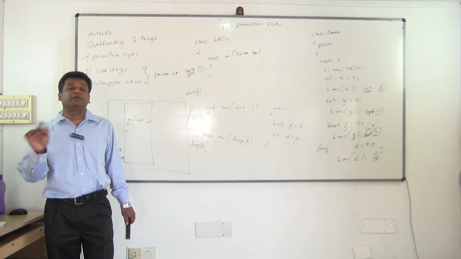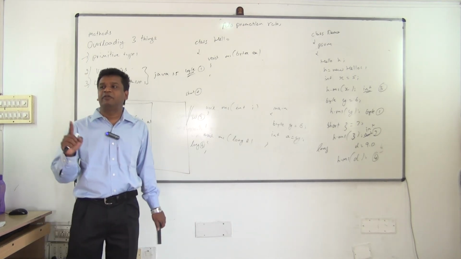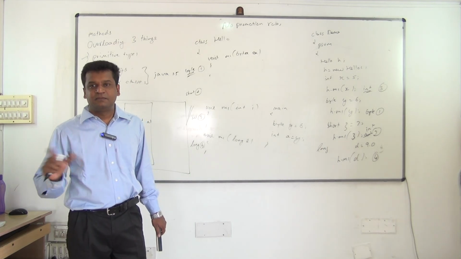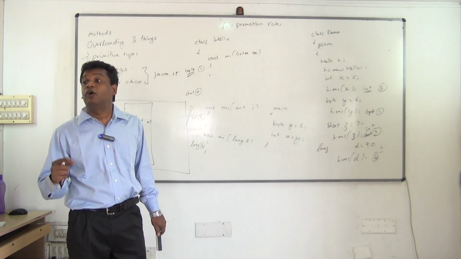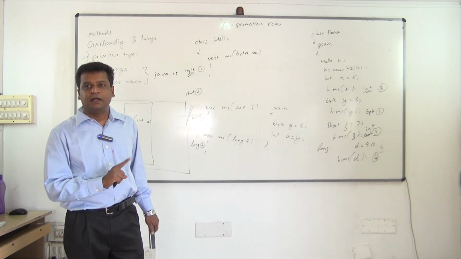Understood? Yesterday we were worried only about number, order, and data type. We were not worried about auto promotion. That is why it was very simple. But now we are going into the auto promotion rules. Do you have any questions here? I'll type this and show it to you.